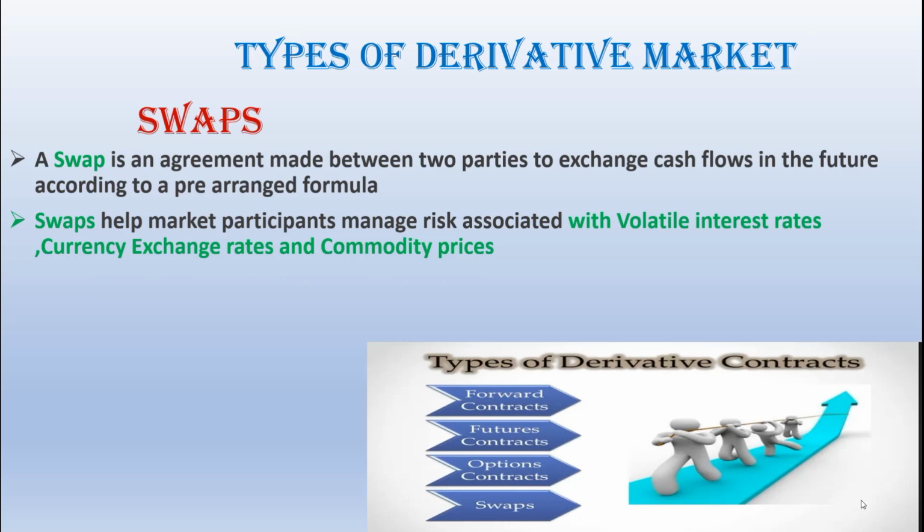Next is what is called swaps. A swap is an agreement made between two parties to exchange the cash flows in the future according to a pre-arranged formula. Also, swaps help the market participant to manage the risk associated with volatile interest rates, currency exchange rates and commodity prices.